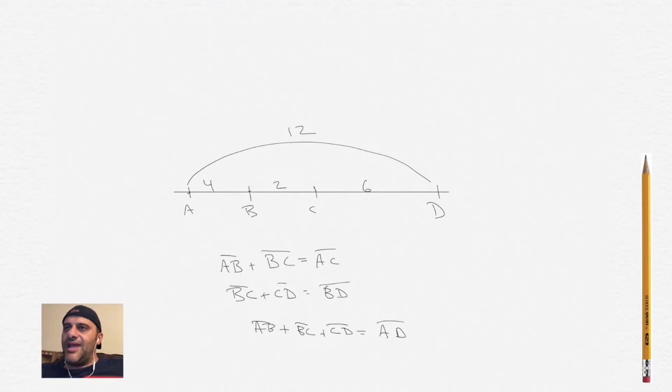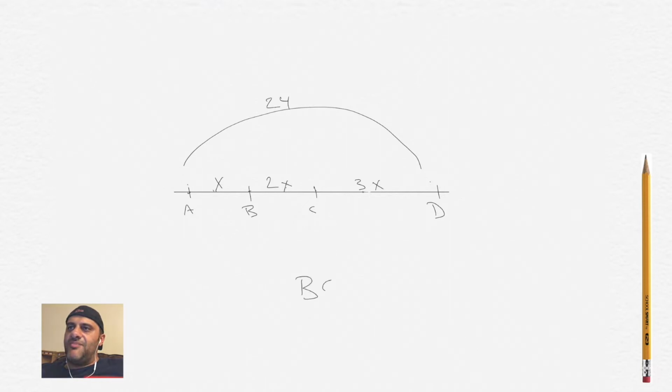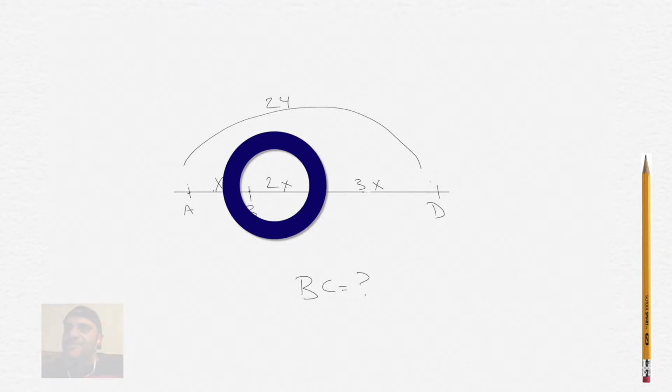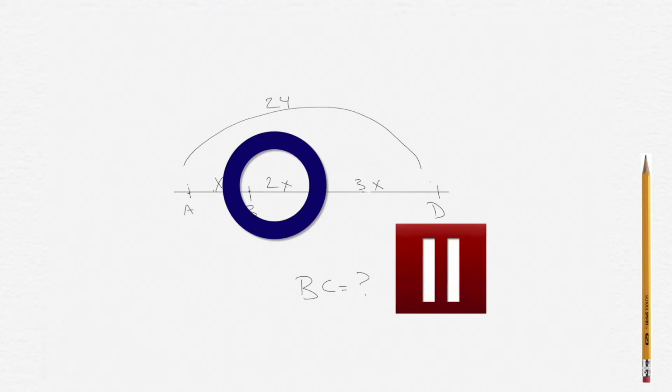Another way they'll ask this is, let's say AB is x and BC is 2x and CD is 3x, and the whole thing from A to D is 24. I'm going to ask you a question. What is the distance from B to C? All right, what is line segment BC? I'll give you a second if you want to try that on your own, and then we'll do it together.